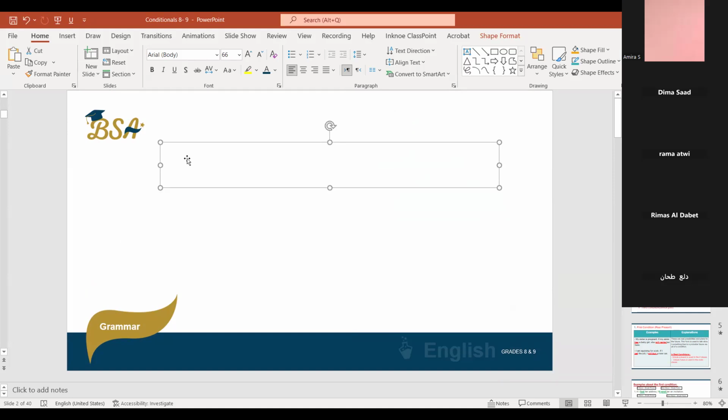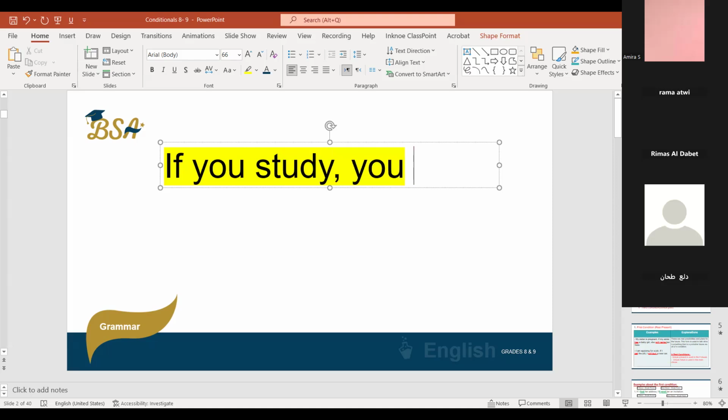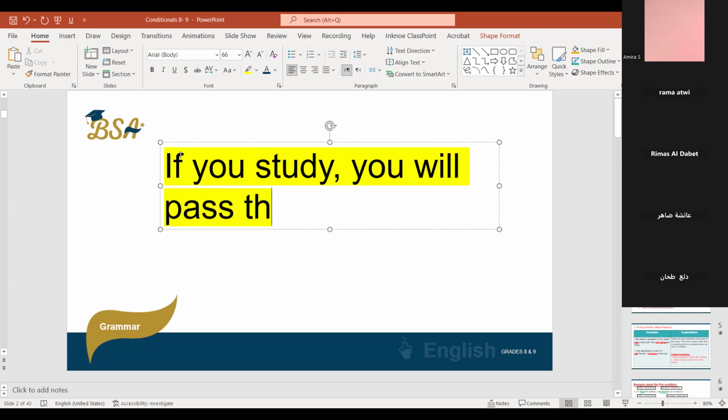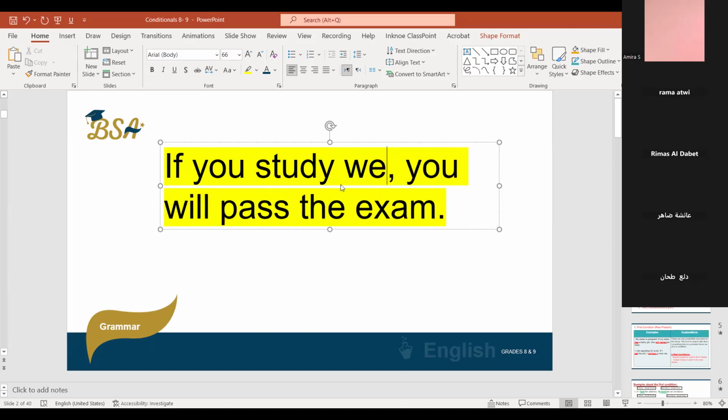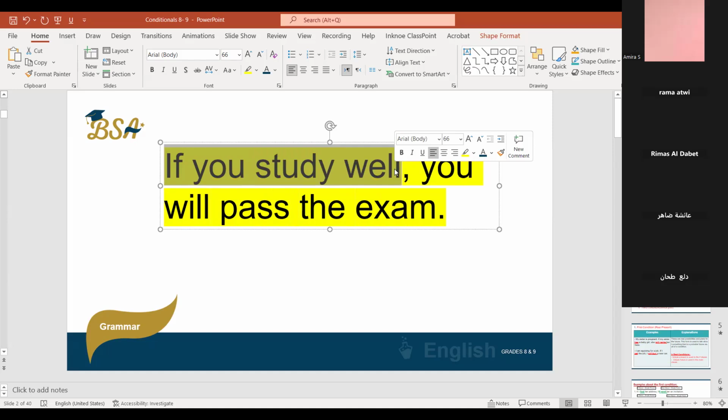Girls, I want you to look here. I want Aisha. Aisha, where are you? Yes, I am here. Read. If you study, you will pass the exam. Bravo. If you study well, you will pass the exam. Aisha, did I start my conditional sentence with the if clause or with the result clause? With the if clause. Bravo.